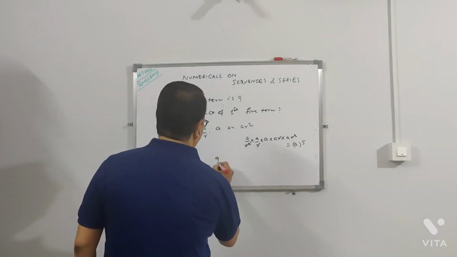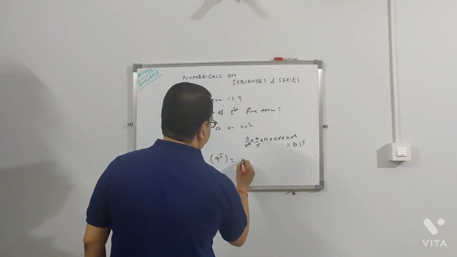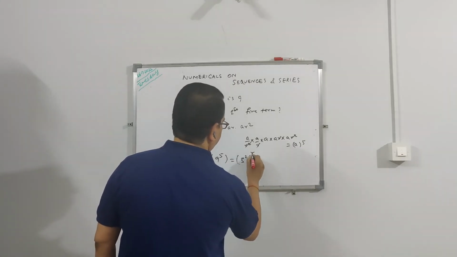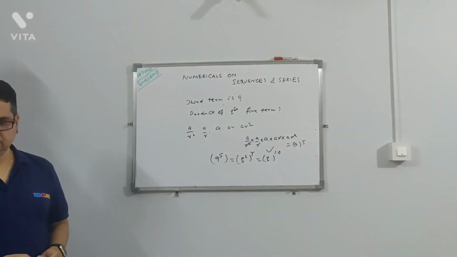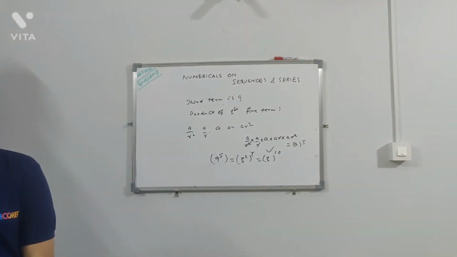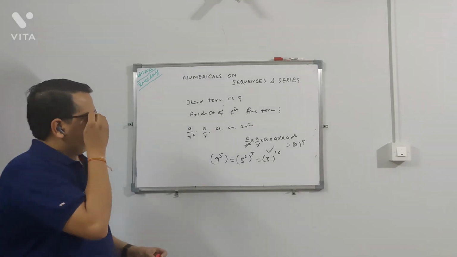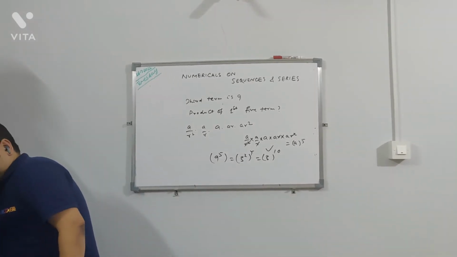So the answer is 9 to the power 5, which is otherwise 3 to the power 2 to the power 5, which you can write as 3 to the power 10. Actually, this is given as the option. So that is the same thing. So take a picture.